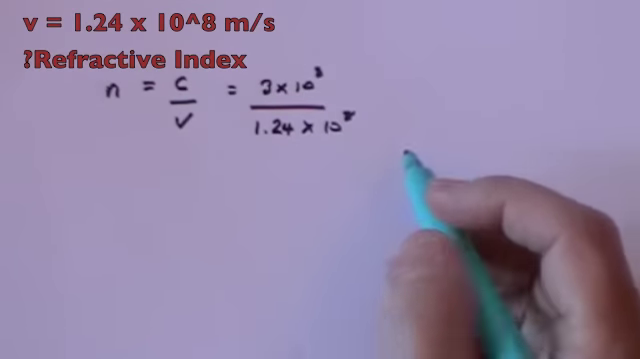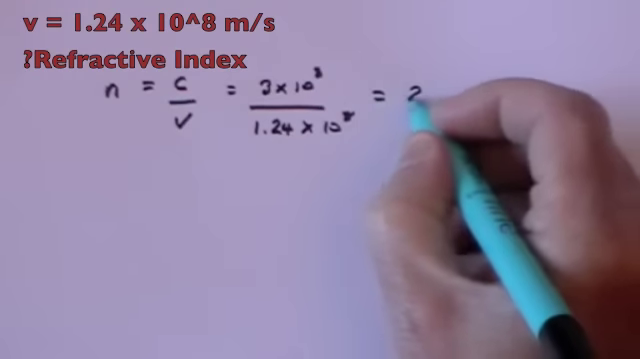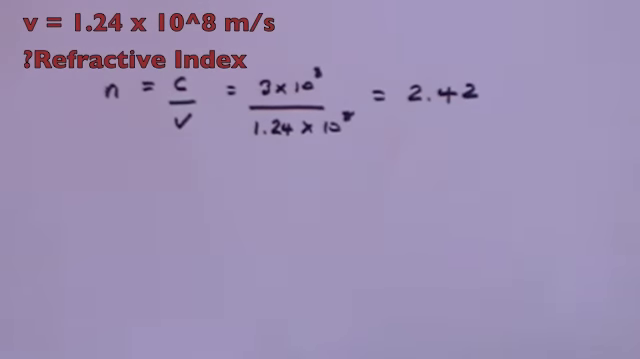And so the refractive index is just one divided by the other, which comes out at 2.42. There are no units because it's a speed divided by a speed. So the refractive index of this material is 2.42.